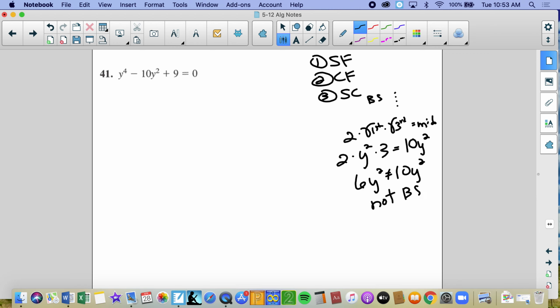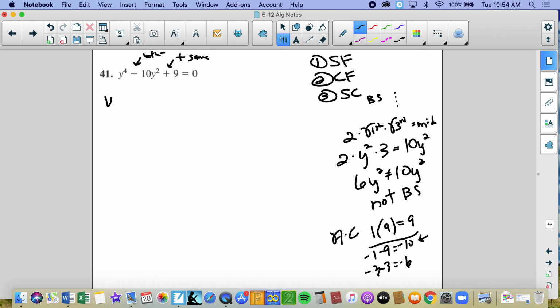So we have to do a times c. Just because it's to the fourth power doesn't mean that we can't continue to do a times c. We'll still use it. A is 1, c is 9. Factors of 9 are 1 and 9, 3 and 3. Since it's positive, the signs are considered the same, and they're both negative: negative 1, negative 9, negative 3, negative 3. We get negative 10 and negative 6. Negative 10 is equal to my middle.